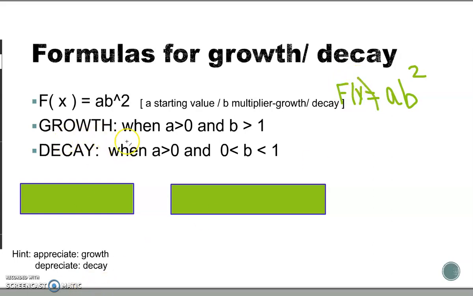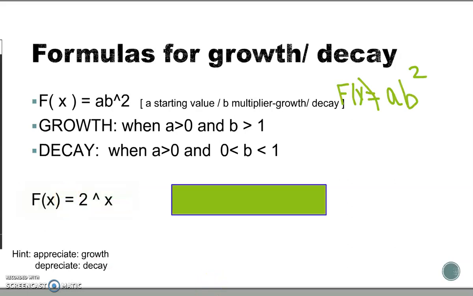okay? So it's a growth when your a value is larger than 0 and your b value is larger than 1. Once you see that, then you know that it's a growth function. However, if your b value is in between 0 and 1, then it is a decay. So if you also see these terms as you're going on, if you see the term appreciate, that is a growth function, and depreciate is a decay function. So let's just try one of these.